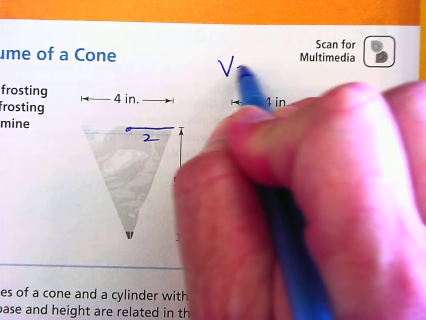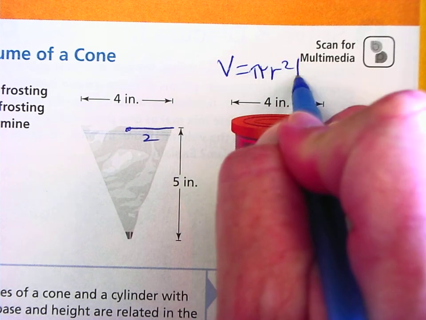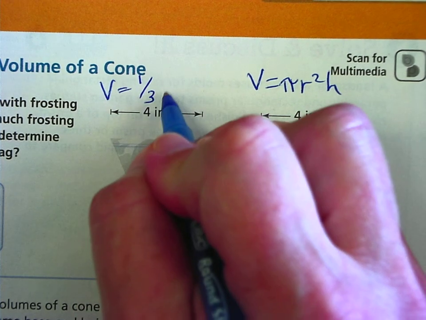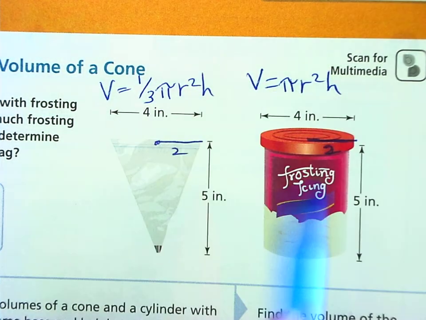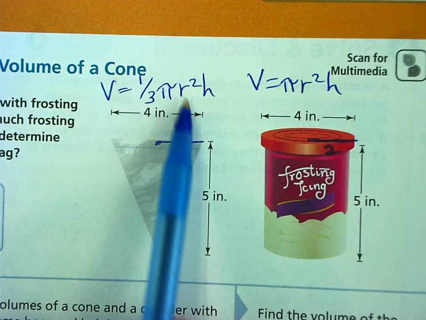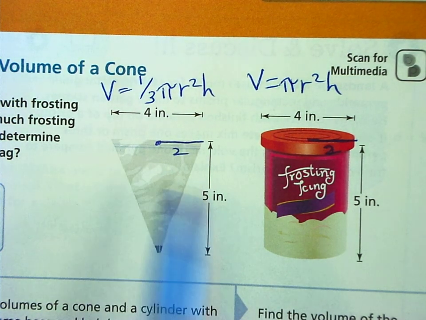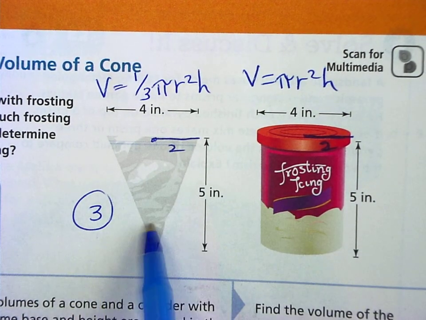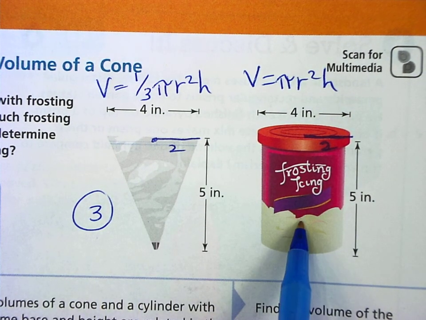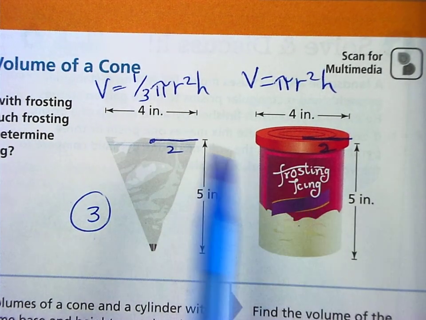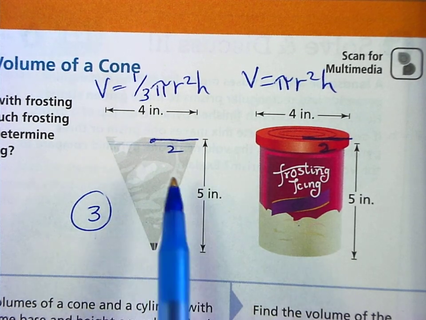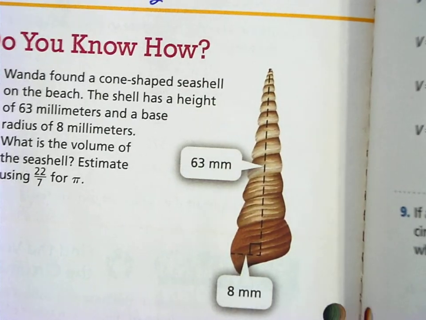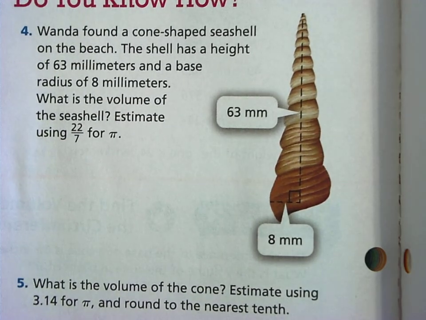So we have volume of a cylinder is pi times radius squared times height. And this cone is going to be 1/3 of pi times radius squared times height. So everything is the same on these two formulas, except the cone is 1/3 of the size. So that means that 3 of these cone-shaped bags can fit into one of these cylinders. We could take all this frosting and fill 3 of these cone-shaped bags because it's 1/3 of the size. Okay, so let's go back and let's practice solving using the formula of a cone.